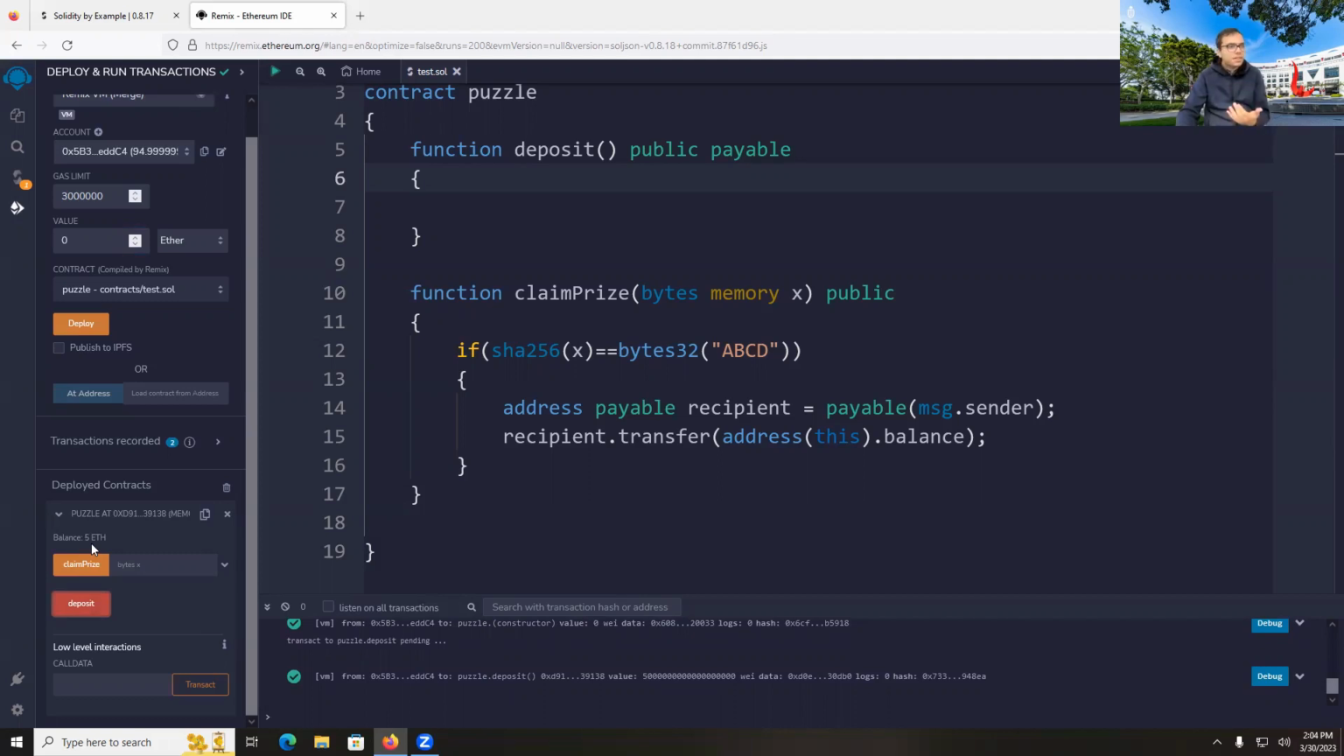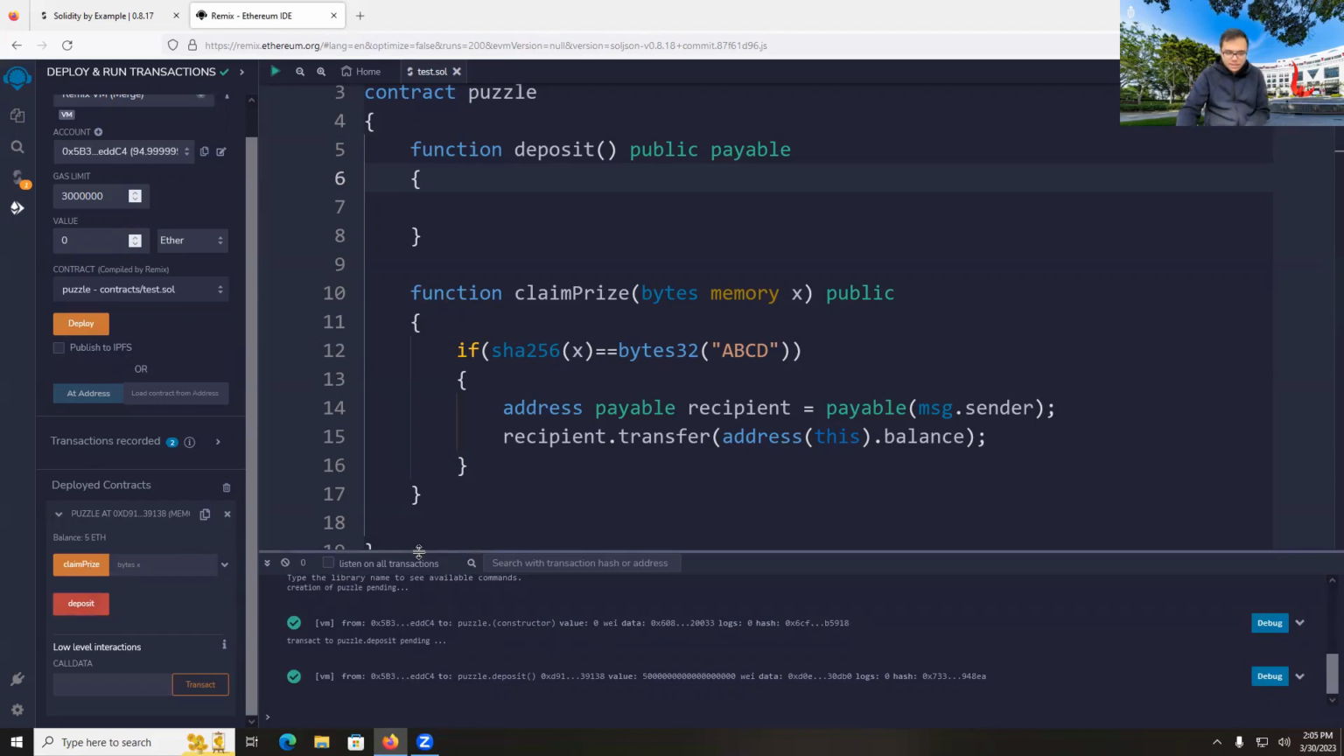And again, all the function calls are transactions. So I'm creating a transaction that contains the address of this contract and the name of the function and the amount that I wanted to give it. So when I click here, that's what's happening there. And you can see the log of the transaction here.